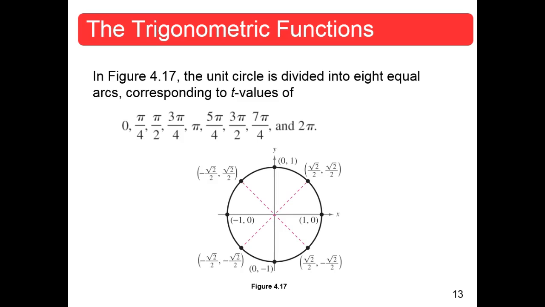Because pick one of those. Any one. 3/4 pi. Okay? And find 3/4 pi. There's 1/4 pi, 2/4 pi, 3/4 pi right there. Okay? What's the sine of 3/4 pi? Root 2 over 2. What's the cosine? Negative root 2 over 2. What's the tangent? -1. The cotangent? -1. The secant?